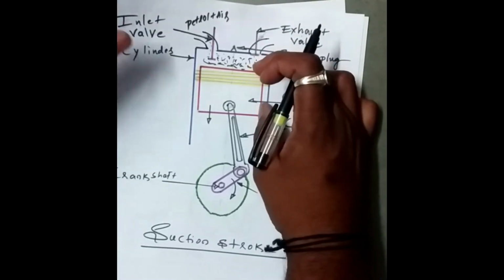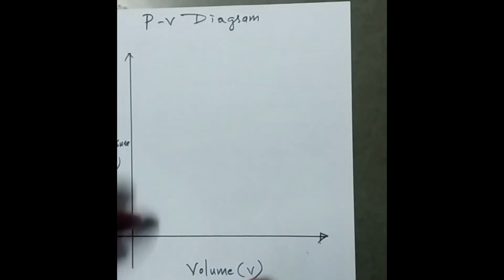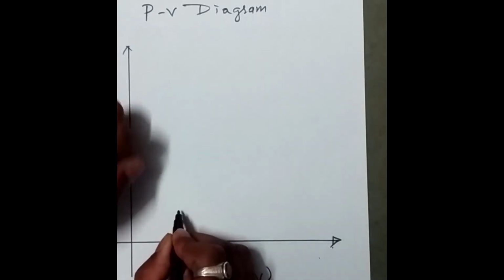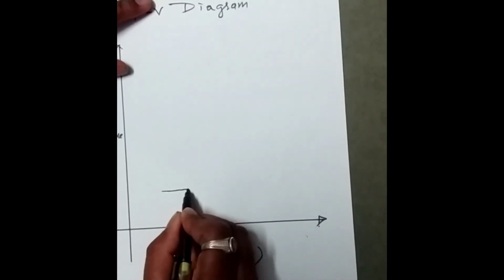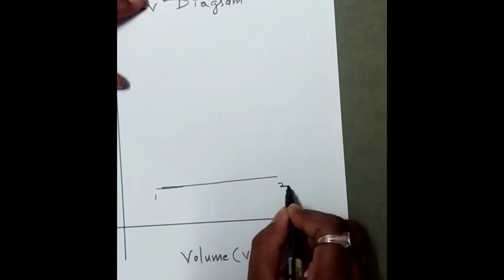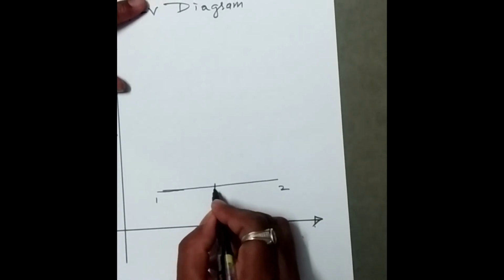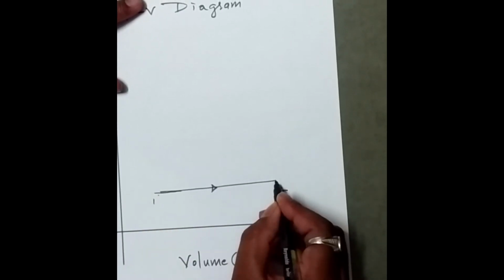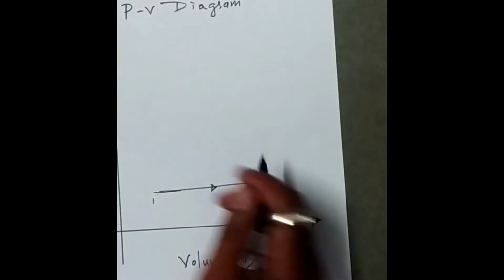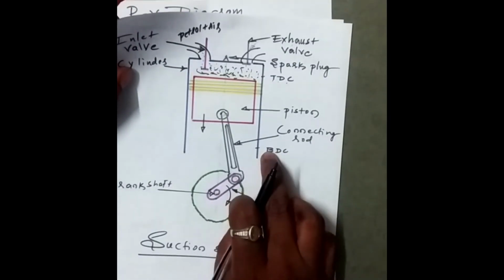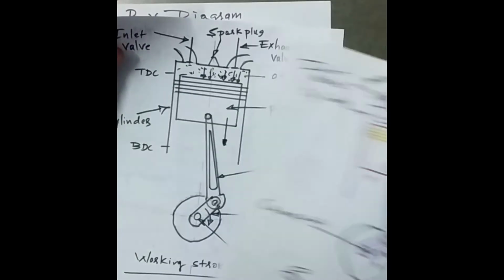So this I'm going to show on the PV diagram. Volume is this side, and volume is increasing at a constant pressure. I'll show it like this. So 1 to 2 represents the suction stroke. Volume has increased in the suction stroke. Now afterwards, when the piston reaches BDC, we have the next stroke, the compression stroke.